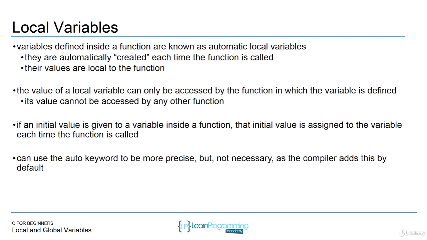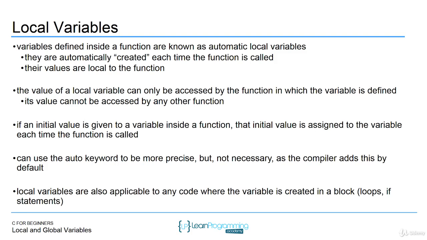You can use the auto keyword before the data type, but it's not necessary. It does make it a little bit more precise. The compiler is going to add it by default if you don't include it, but if you do include it, it's just going to make it more precise. It's not necessary. So it's called an automatic local variable. There is a keyword named auto in C, but you don't need to provide it. It's provided by default. And that's why you don't see it in a lot of examples where variables are being defined and declared inside of a function.